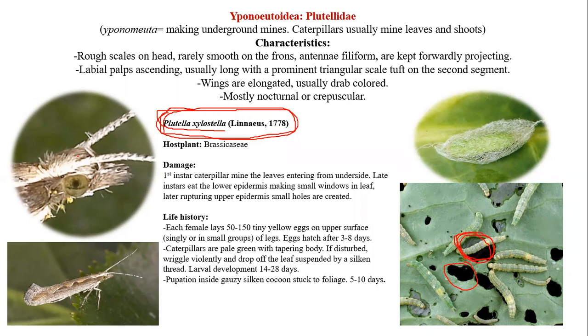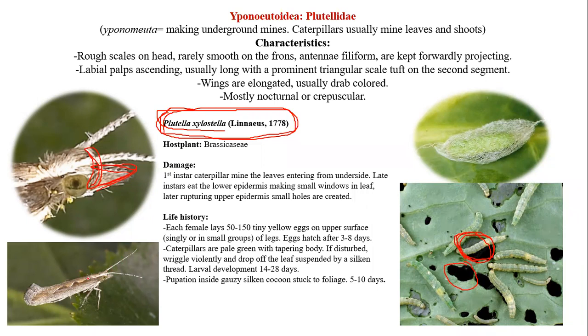And the adult moths can be identified following characteristics on their head. You are seeing that they have somewhat ascending labial palps. You are seeing here that their labial palps are ascending, and the most important feature lies on the second segment of their labial palps, which contains a triangular scale tuft. You are seeing here that the second segment of labial palps contains a triangular scale tuft, which is a very good indication for this family. And one important thing is, whenever they rest, they usually keep their antennae forward, which appears like a horn or something else.